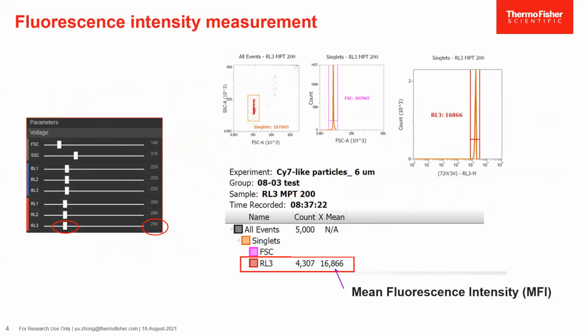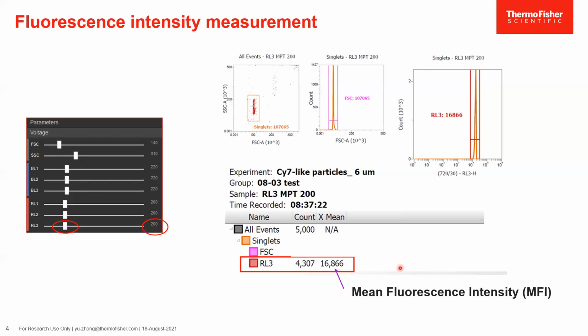Here is a fluorescent intensity measurement. I just did an example. I pulled a 6 micron particle, stained with our special dye inside of the particle. If I do the regular flow cytometry measurement with the PMT set at 200 millivolts, what I got as a reading is 16,866, about 17,000.